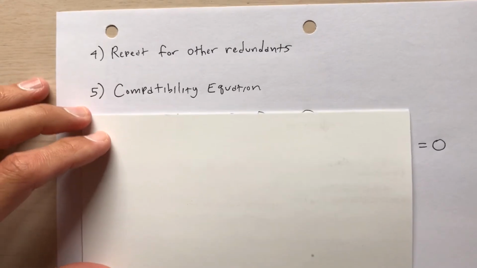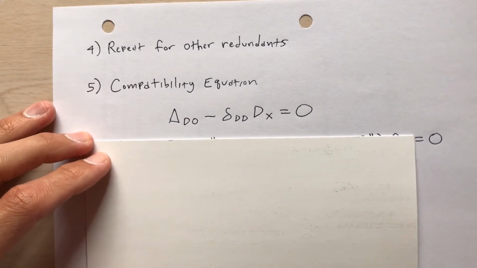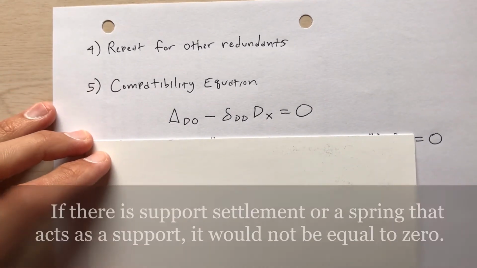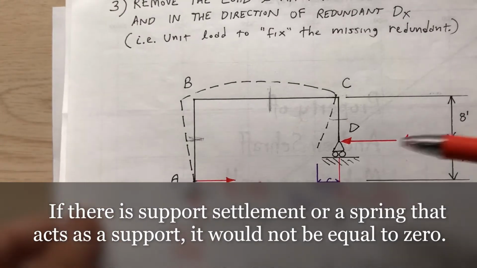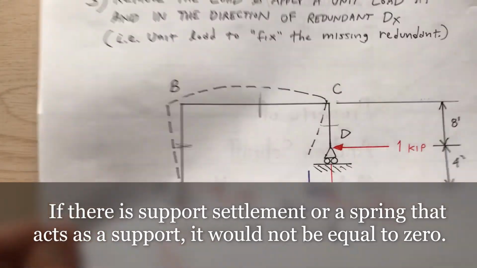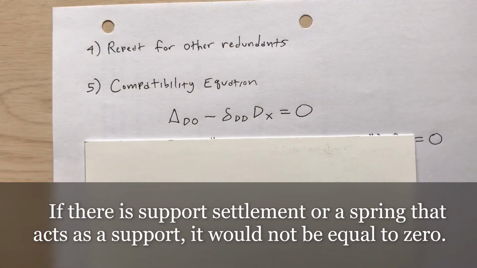Step 5, the compatibility equation. Delta sub d0 minus delta sub d sub x is 0. Whether to use a plus or a minus here, I'm using a minus because delta sub dd, that was actually a displacement to the left. So that's why I'm using the minus there.